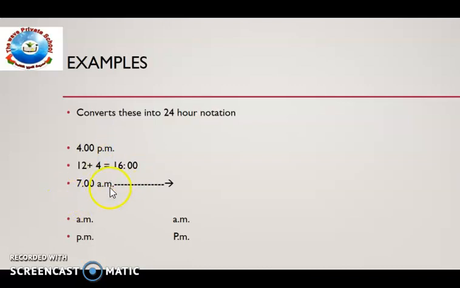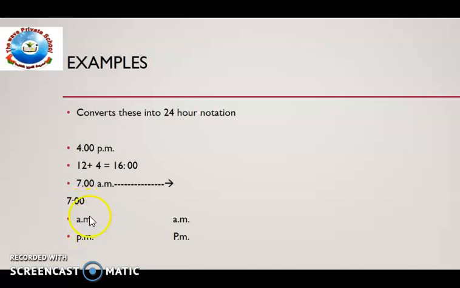But here you can see that I said you have to convert this 7 o'clock AM into 24-hour format. So the answer will come the same, because you can see that it is AM. If it is AM, you can't write 12 here. You have to simply write the same number as it is before.